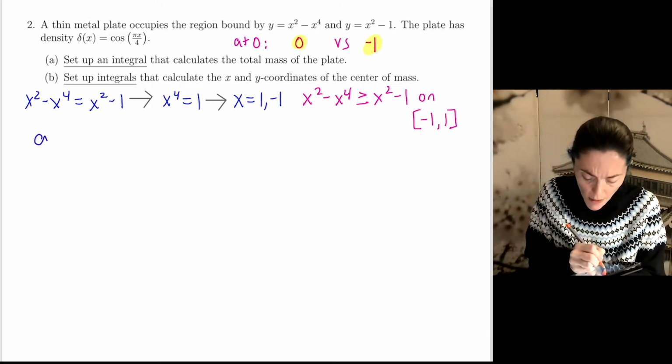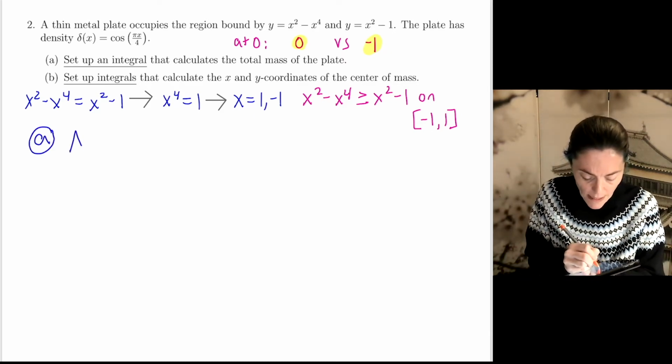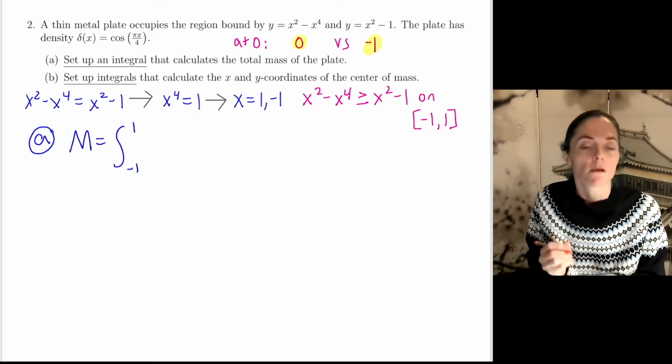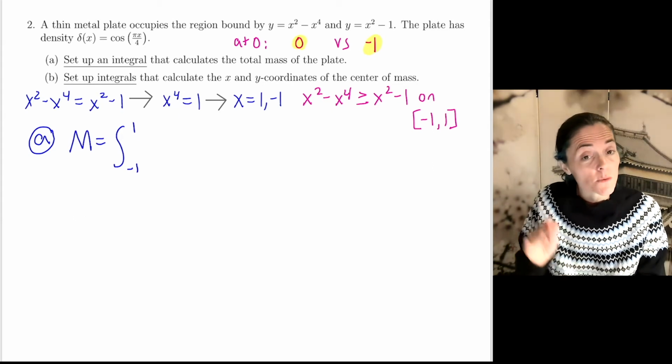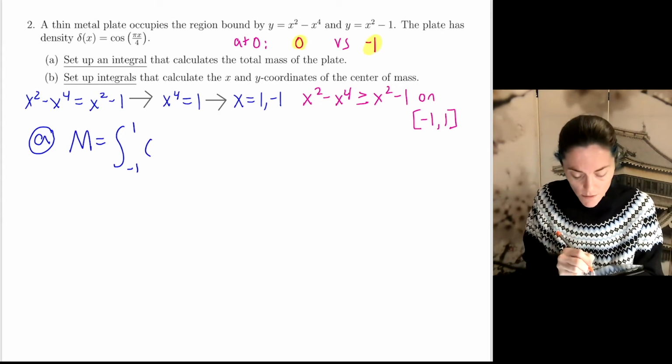So part A, we want the total mass of the plate. Well, we integrate minus 1 to 1. And to get the mass, we take density, which is cosine pi x over 4.